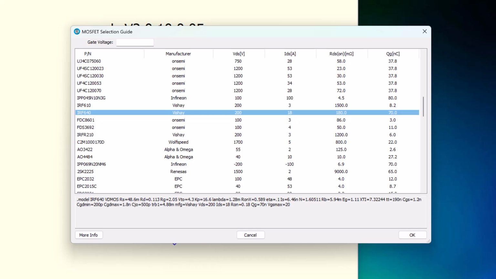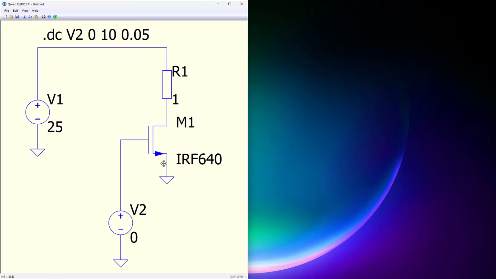Now I'd like to propose a very simple experiment, one that at a glance shows almost everything we've discussed in this lesson. In QSPICE, I built the circuit you see on the screen. We have an IRF with the drain connected through a 1 ohm resistor to a fixed 25 volt supply V1. The source is grounded. On the gate, I place the second source, V2, which I sweep from 0 to 10 volts in steps of 50 millivolts.